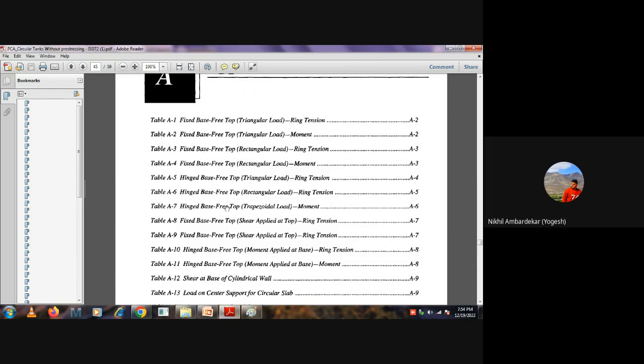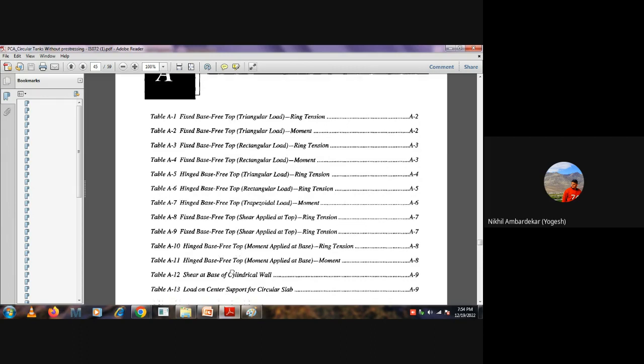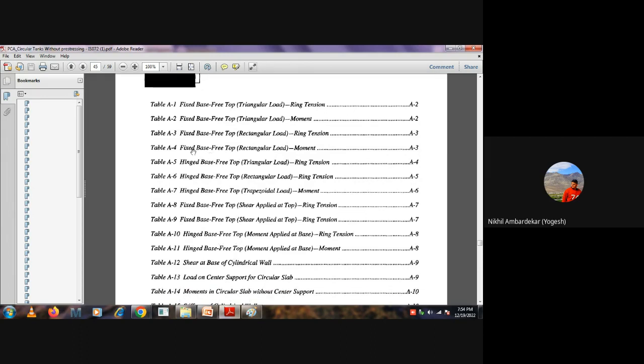Now fixed base top free rectangular load. Rectangular means it is for the surcharge type load. Because of that there will also be some additional tension, so you need to go to A3. Similarly, you can see some changes with reference to the support system, from fixed base to hinge base, from hinge base to top free.